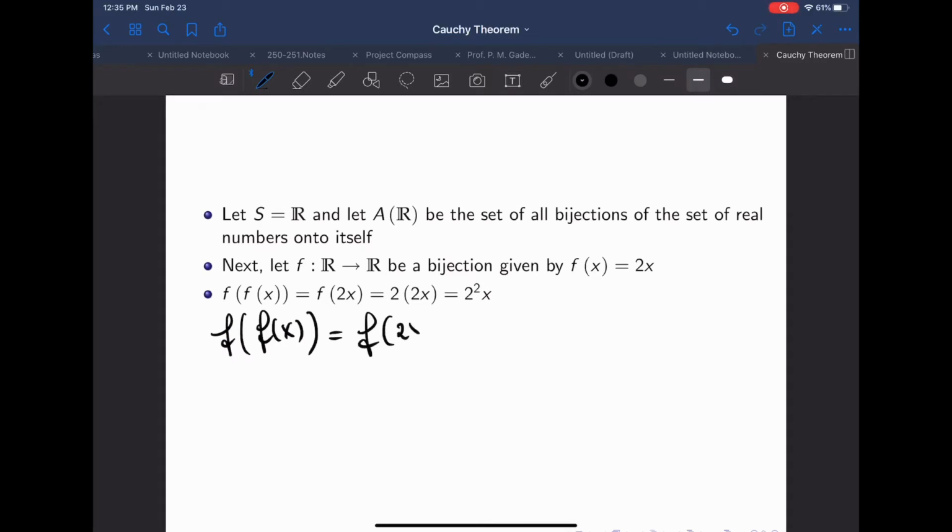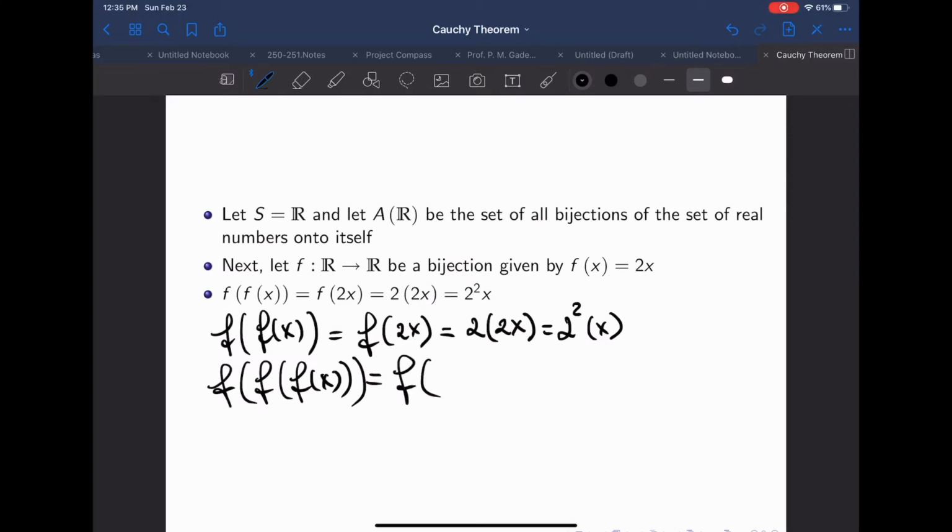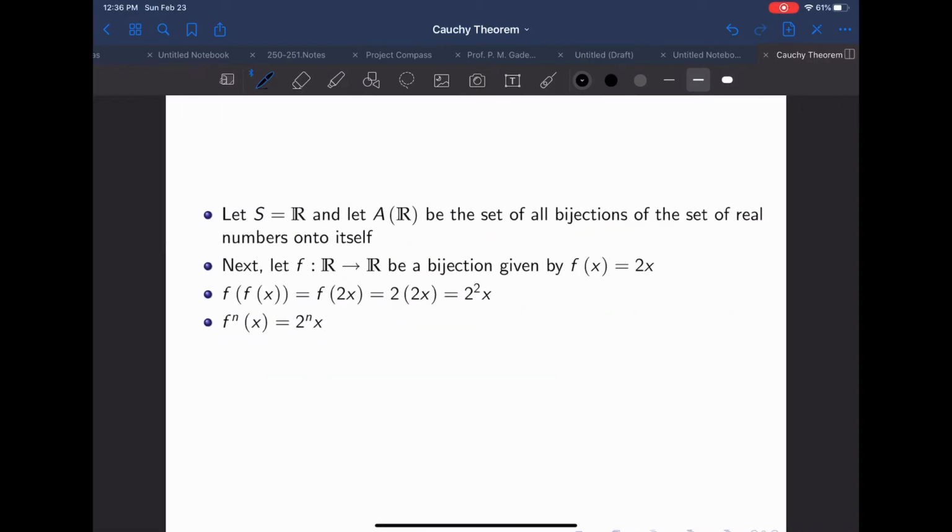All right, now notice that if you try to compute f squared of x, what do you get? Well, that's f of 2x, but then f of 2x is 2 times 2x, so that's 2 squared x. What if you want to compute f cubed of x? That'll be f of 2 squared x, which is 2 times 2 squared x, so that'll be 2 cubed x. So then generally for any natural number n, you will agree that f composed with itself n times applied to x is just going to be 2^n x.